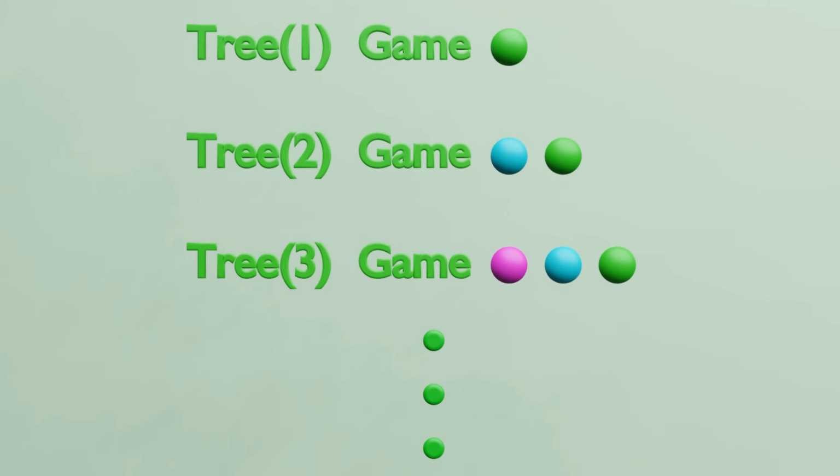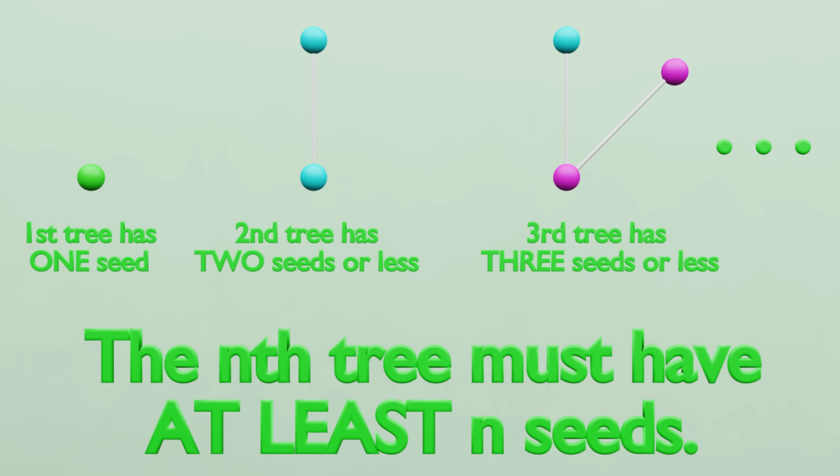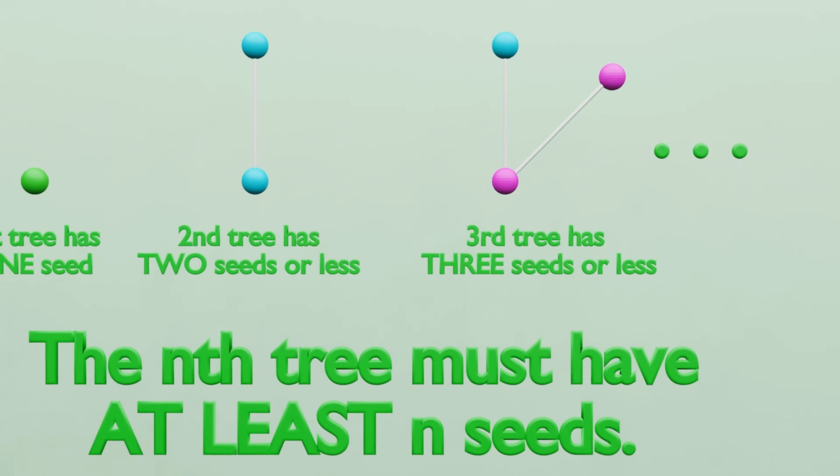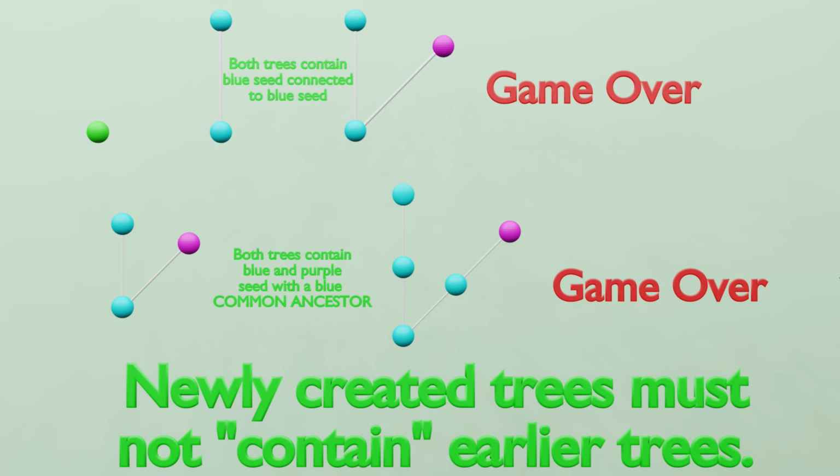The first tree in our forest must contain at least 1 seed. The second tree must contain at least 2 seeds. The third tree must contain at least 3 seeds, and so on. If an earlier tree can be contained in a newly created tree, then the forest dies. This includes instances where 2 or more seeds have the same common ancestor in 2 trees in the forest.